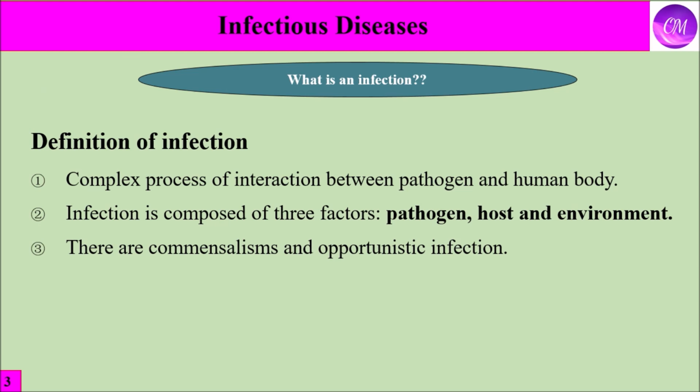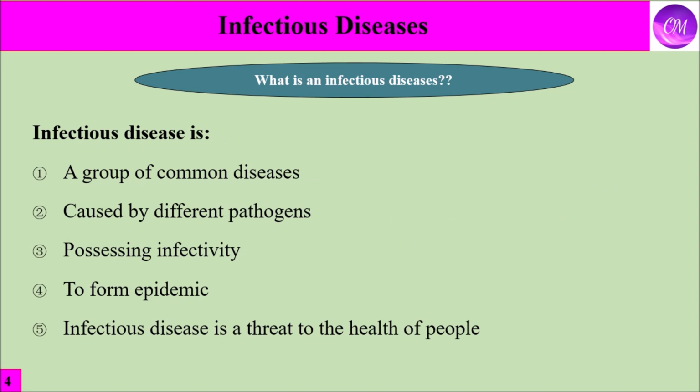What's an infection? It is a complex process of interaction between pathogen and human body. Infection is composed of three factors: pathogen, host, and environment. There are commensalism and opportunistic infections. Infectious disease is a group of common diseases that are caused by different pathogens that possess an infectivity to form epidemic. And infectious disease is a threat to the health of people.